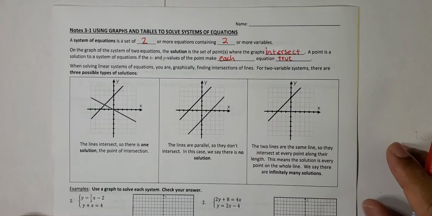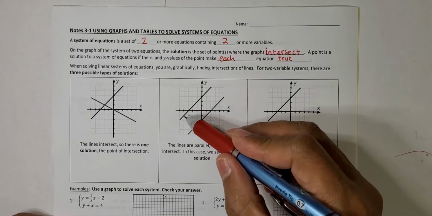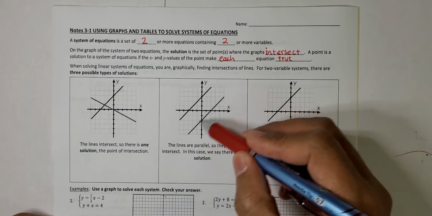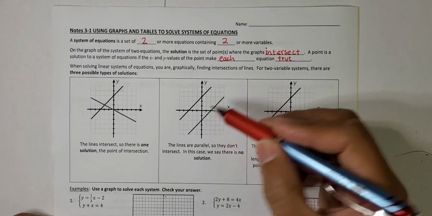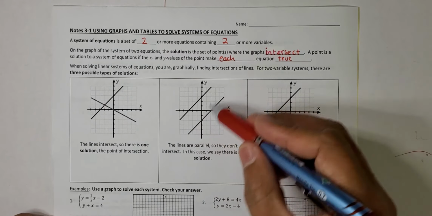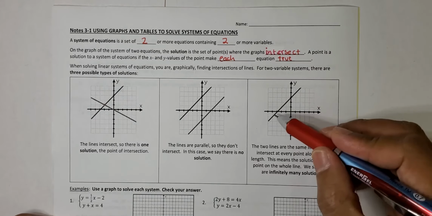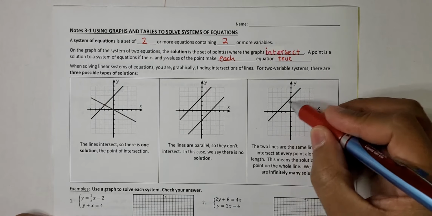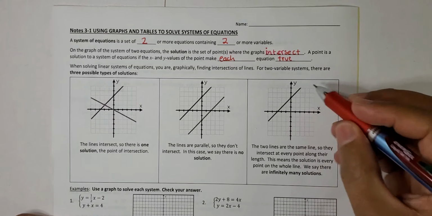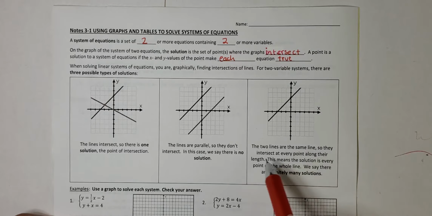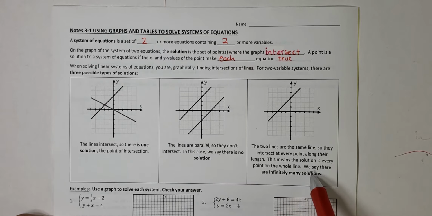lines intersect. However, it is also possible that you might have two lines that are parallel. Okay, so if that's the case, then the lines are not going to intersect, so there is no solution to this system. And the third case is, what if you have the same line on top of the other? So in this case, we have two lines that are the same line, so they intersect at every point along their length. This means the solution is every point on the whole line, and we say there are infinitely many solutions.